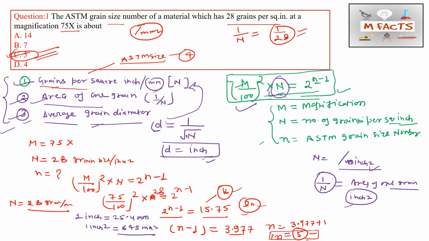So whenever we are able to calculate in inch square, what we will do, we will divide this N value by 645 for changing it into per mm square. Okay, so for changing from per inch square to per mm square, what we do, we divide that N value by 645. We will see this calculation in the next question also. So for now the answer for this question is 5, that I have calculated by this route.